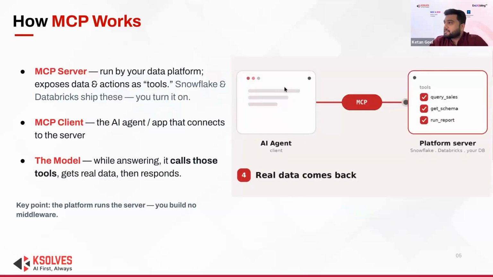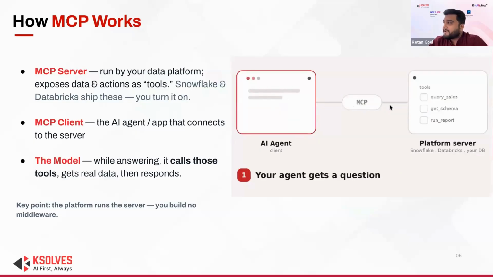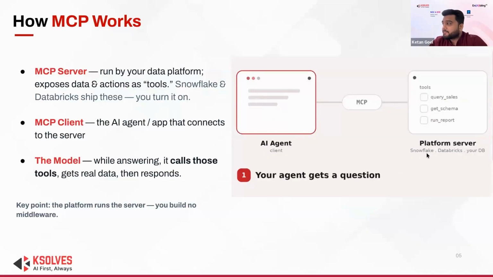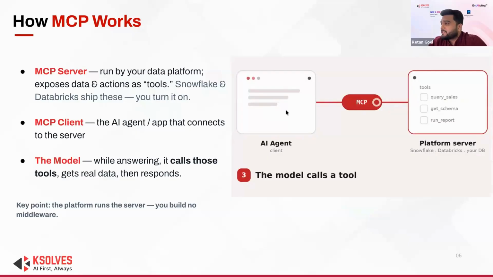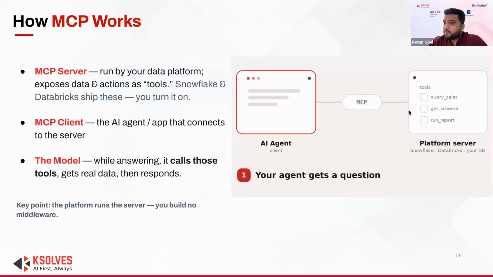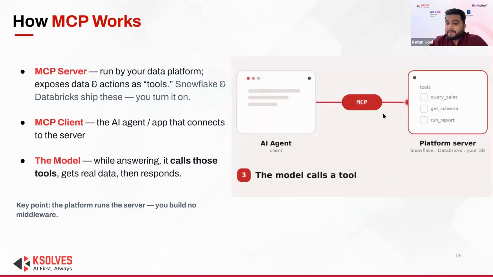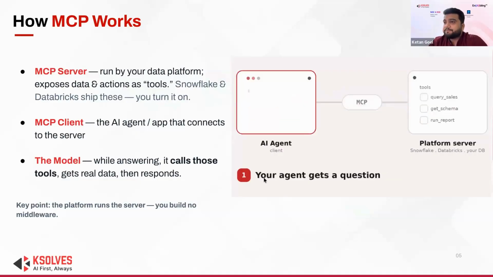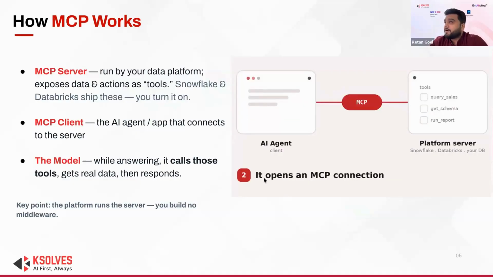We can see the same in the diagram as well. You have one agent that is connected via the MCP protocol, and there is one platform. This is the MCP server, which has tools: query, save, get schema, run report. And this could be any platform: your Snowflake platform, your Databricks platform, your DB, or anything else. Your agent gives your query to the MCP protocol, the MCP protocol passes your query to the MCP server, and it checks which tools are required to get the data for your query. It returns those to your AI agent, and that's it. This is how MCP works.